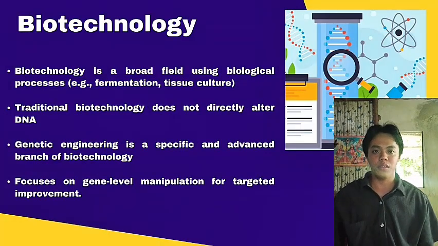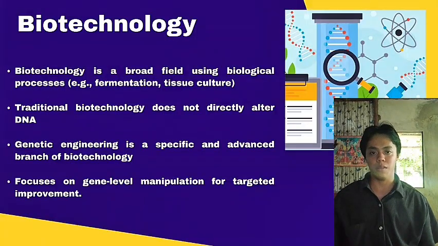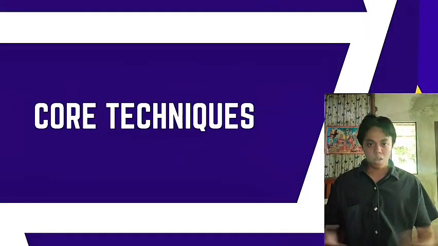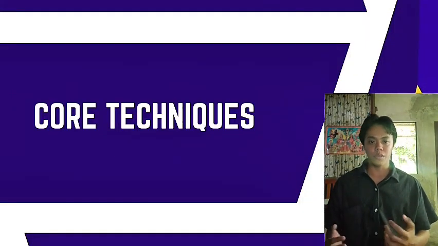Let's place genetic engineering in the context of biotechnology. Biotechnology is a broad field using biological processes like fermentation and tissue culture. Traditional biotechnology doesn't directly alter DNA, while genetic engineering is an advanced branch that does. Genetic engineering focuses on gene level manipulation for targeted improvements. In summary, biotechnology includes many techniques, with genetic engineering offering a precise, modern approach to organism modification. Now let's turn our attention to the core techniques involved in genetic engineering.